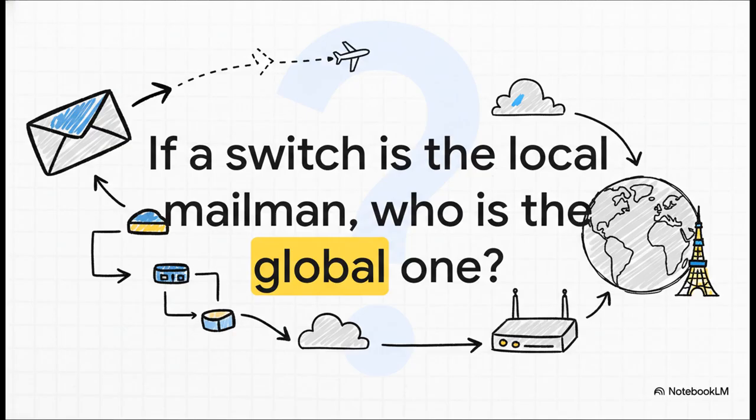We know our switch is the expert at delivering mail within our own town, but who is the nationwide postal service? Who's the one figuring out the best route to get a package from one coast to the other, navigating thousands of different cities and highways along the way? Well, that is the job of Layer 3, and that is exactly where we're headed next time.